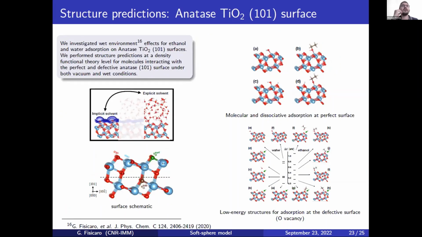Last slide, here we try to study the interface between the anatase titanium dioxide 101 surface and water and ethanol. And again, we assess the methodology because we compare several quantities calculated both with the implicit approach and with explicit molecular dynamics. And then we studied the molecular dissociative absorption at the perfect and the defective surface. In the paper, of course, you have all the results, and these slides will be available in the school project of BigDFT if you want to follow the details.